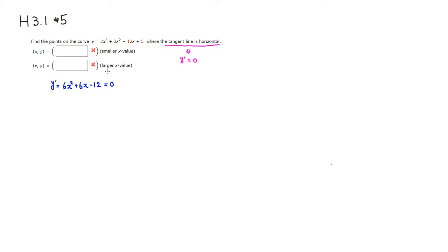The first thing I would do is notice everyone seems to have a factor of 6 in there, so I'm going to factor 6 out. Then you have x squared minus x minus 2, and that's equal to 0. Then we can factor this out. So you have x here, and another x there.